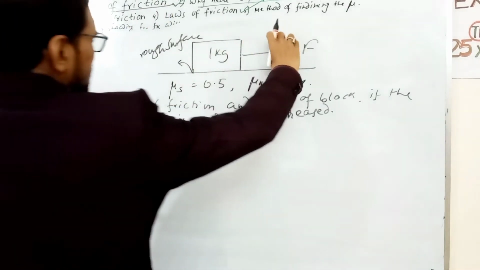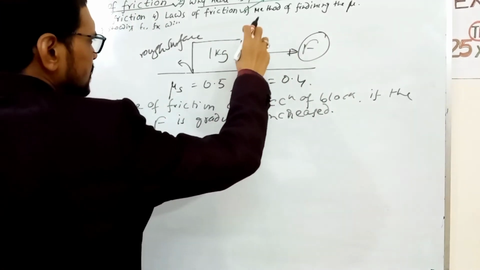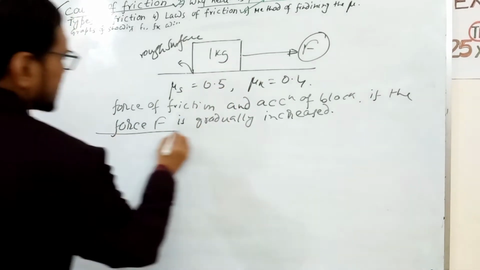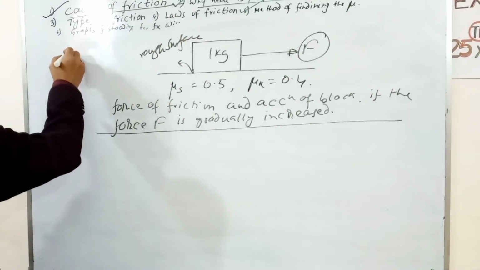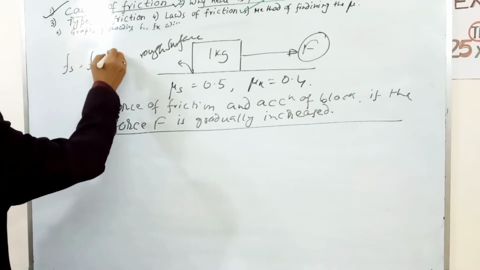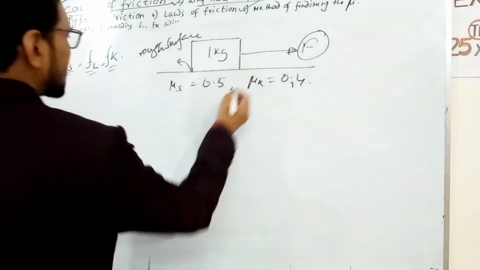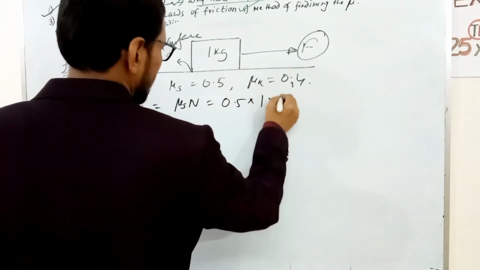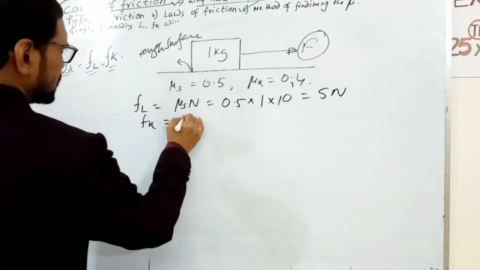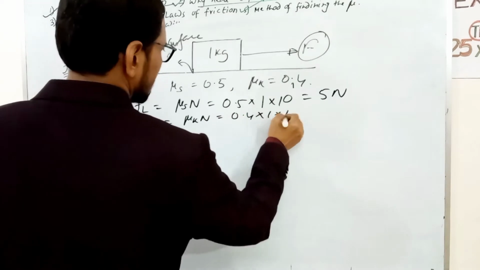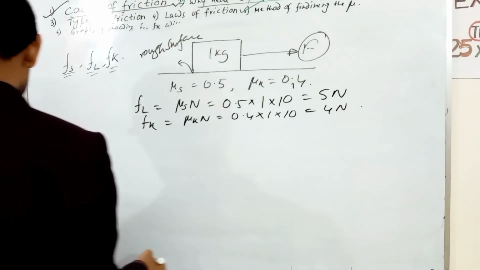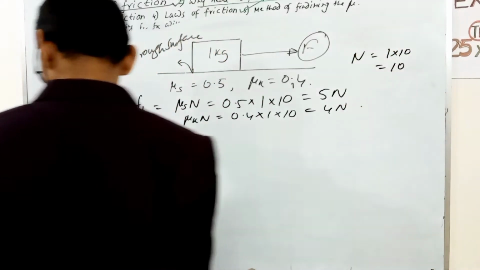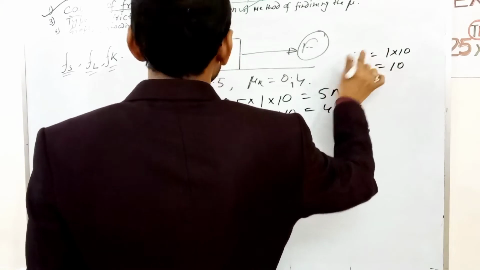So the force is gradually increased, that is from 0 to 1, 2, 3, 4, etc. Now to understand the different frictions, that is, first static friction, then limiting friction, then kinetic friction, first of all we calculate the maximum friction force, which is equal to mu s into n, that is 0.5 into mg, 1 into 10, that is 5 newton, and the kinetic friction fk equals mu k into n, which is 4 newton. And n equals mg, that is 1 into 10, so the normal reaction equals 10 newton.